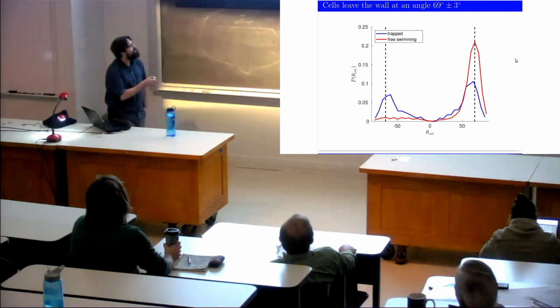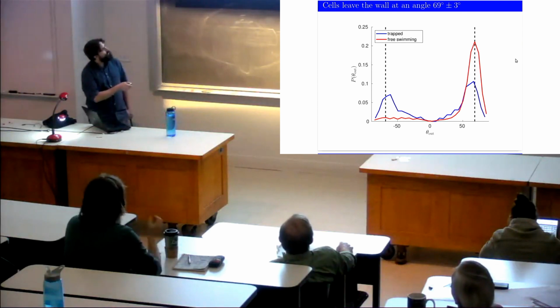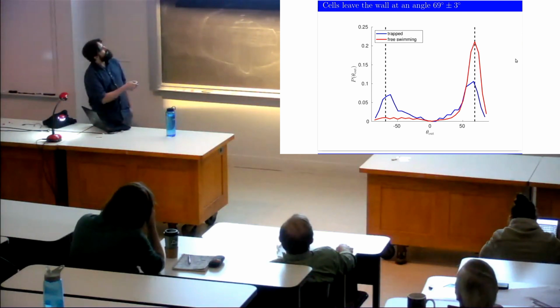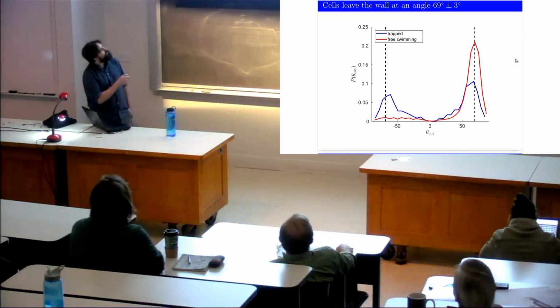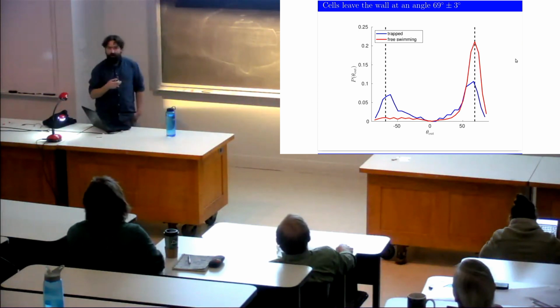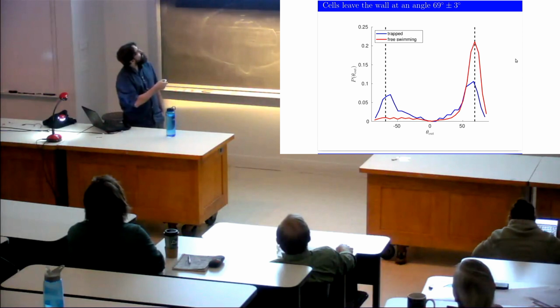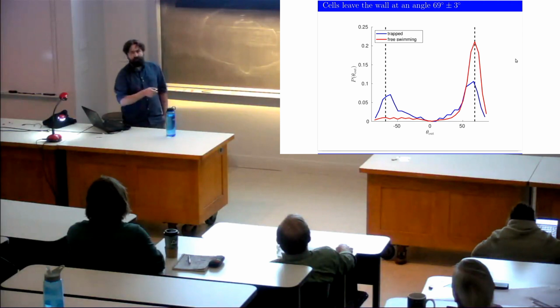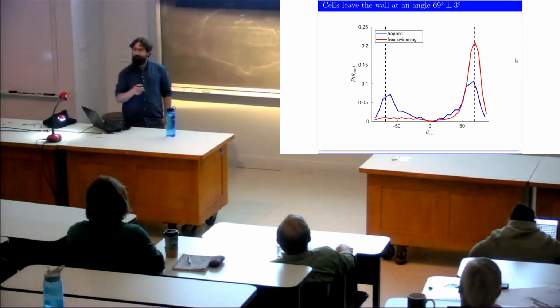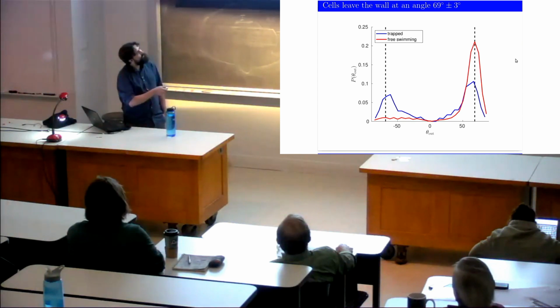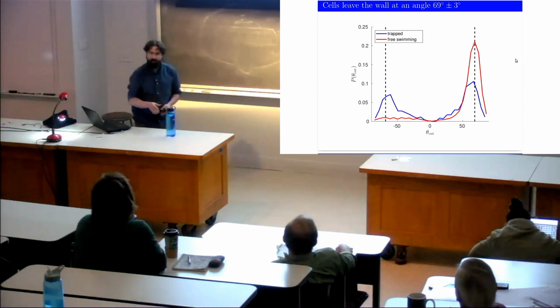And just looking at the distribution of angles at which the bacteria leave the surface. In red, we have the free swimming cells, so the ones that did not get trapped. Remarkably, regardless of the angle that they came in from, they all leave at the same angle. If they're trapped, they still leave at that same angle, but they're equally likely to leave in the positive direction or in the negative direction.